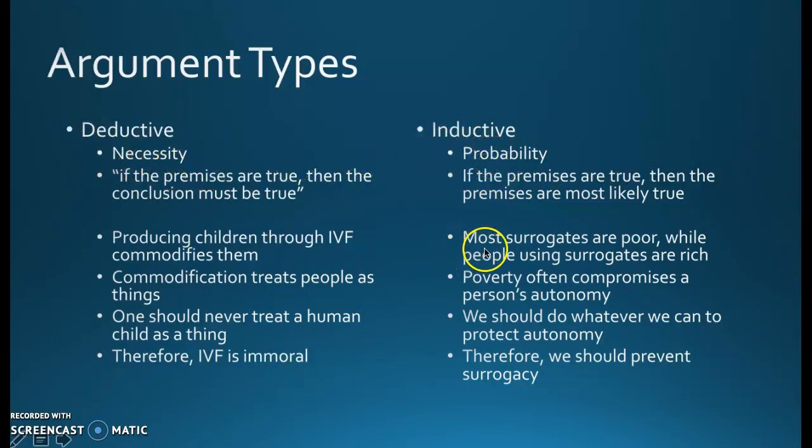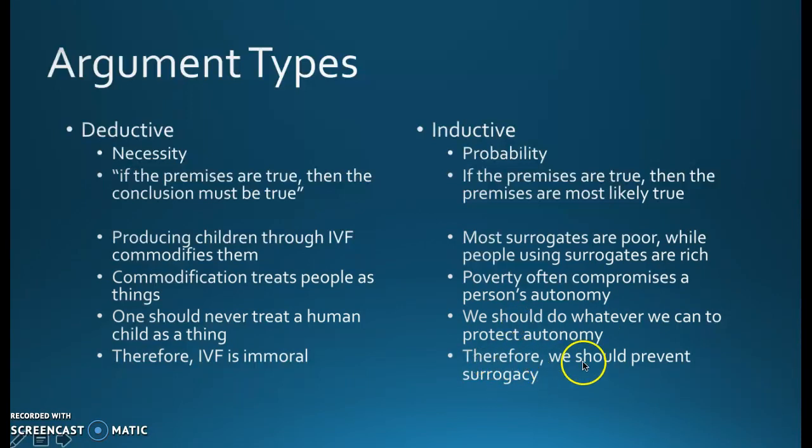So you want to look for those kinds of words. Here we have often, same thing. Poverty often compromises a person's autonomy. Doesn't mean it does every time, doesn't mean it's necessary, but often it does. And so therefore we should do whatever we can to protect autonomy. That is a moral claim. It's a statement that is not probable. It's a statement of what we should do in every case.